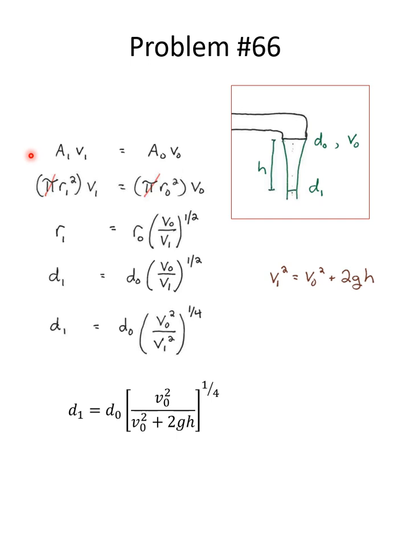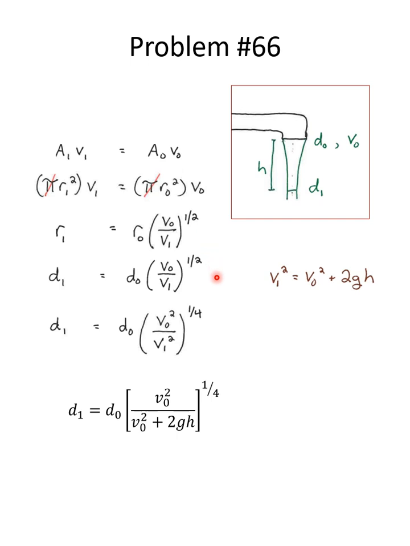So let's start with the continuity equation. A1 V1 equals A0 V0. And the area of the column is pi R1 squared times V1. And the area of the column at the top of the faucet is pi R0 squared times V0. The pi's divide out. We want to solve for R1. We actually want D1, but the way to get there is to get the radius. So R1 becomes R0 times the square root of V0 over V1. So hopefully you can go through, it's about 2 steps in algebra. You solve for R1 squared and then take the square root, and you should get that.